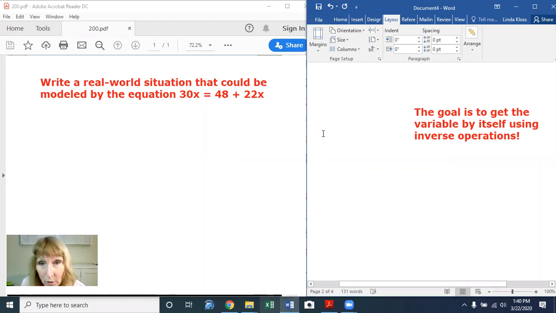There's many, many ways you can do this. Many, many different scenarios. We're going to stick with the same one today, right now. And when you do your homework, I'm sure there'll be multiple different answers. But we have 2 equations. We have 30x as one equation. And we have 48 plus 22x as the second equation.